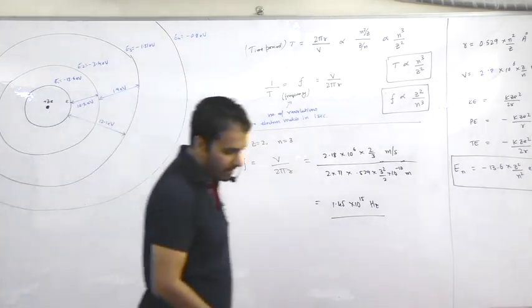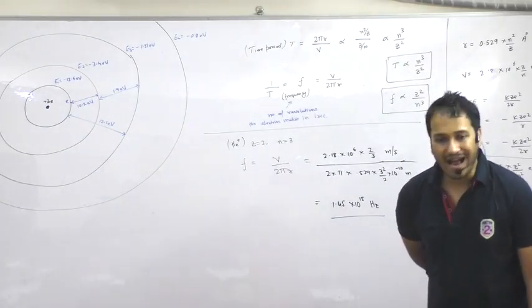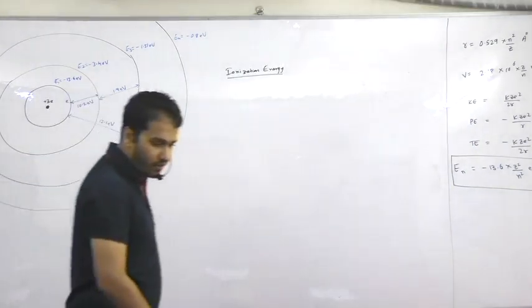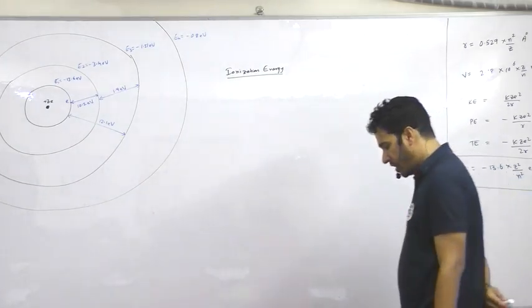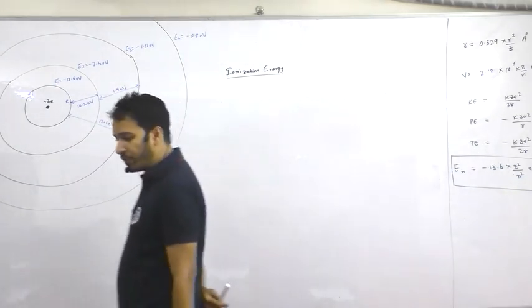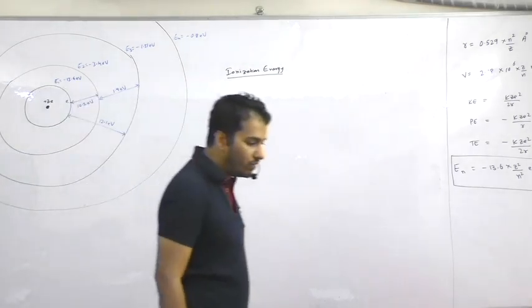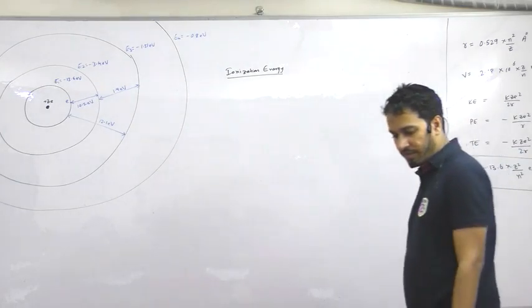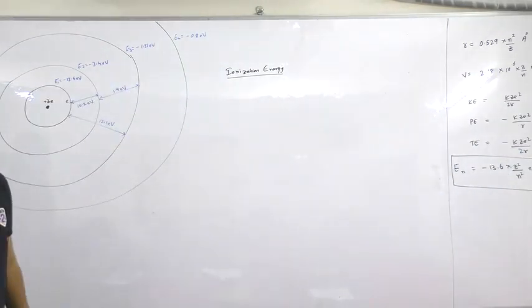Anyway, next. Also calculate its ionization energy and binding energy. Write down the definition, please. The energy required to remove an electron from the ground state to infinity is the ionization energy.